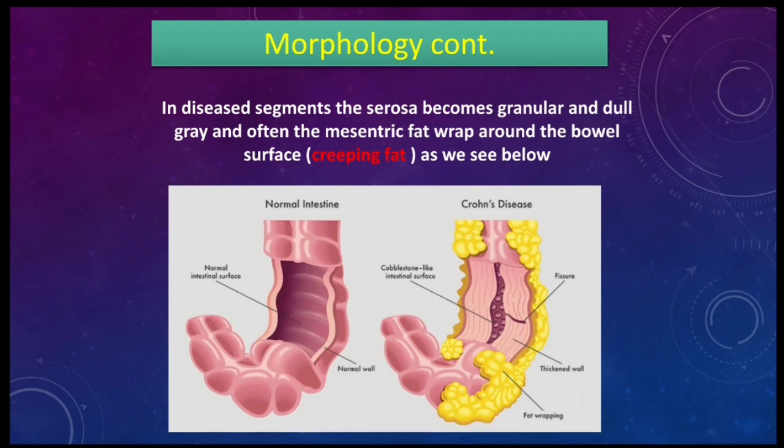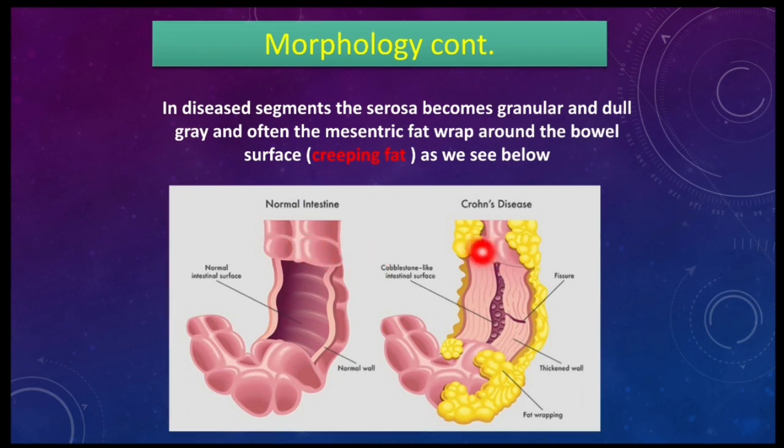So we will start with the serosa. In the diseased segment, the serosa becomes granular and dull gray, and often the mesenteric fat wraps around the bowel surface. That's called creeping fat. As we see below, there is a comparison between the normal intestine and the Crohn's disease intestine, and we can see the mesenteric fat wrapping around the colon, and that's called creeping fat.